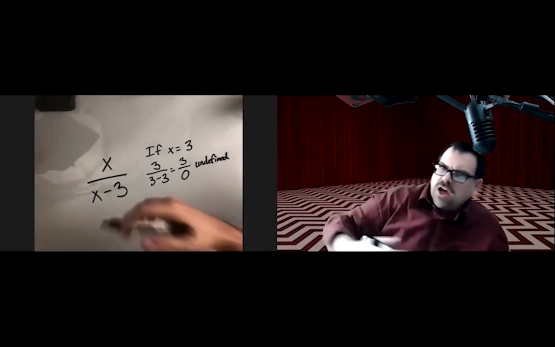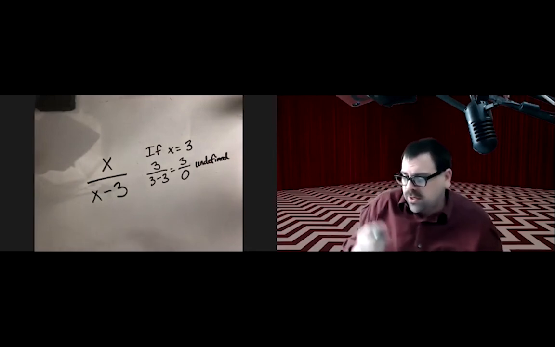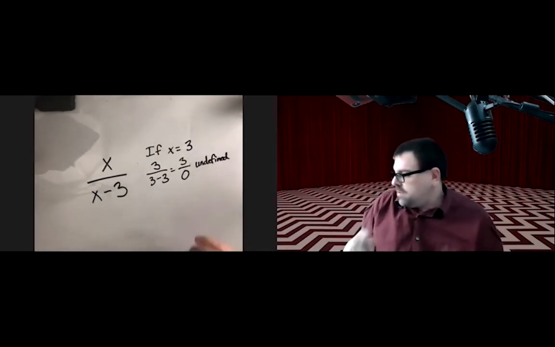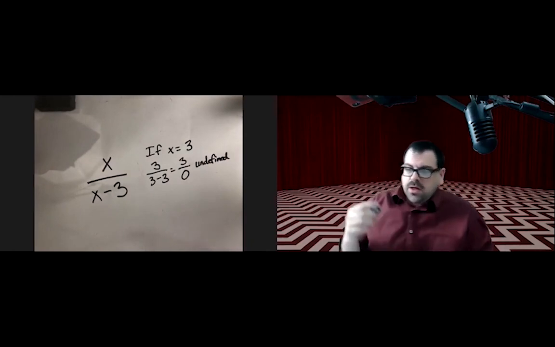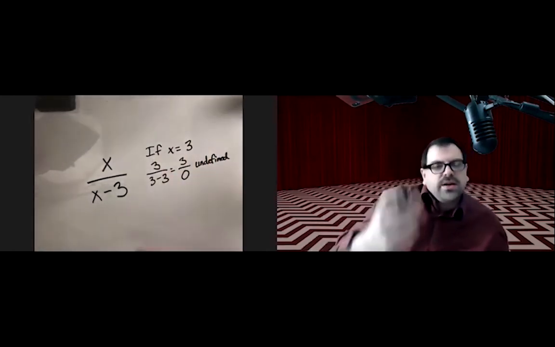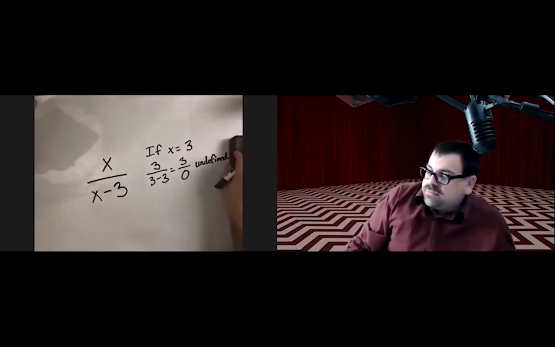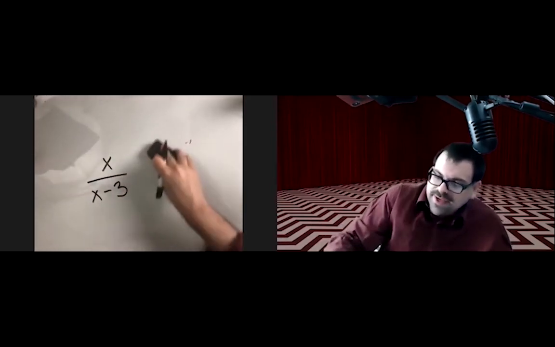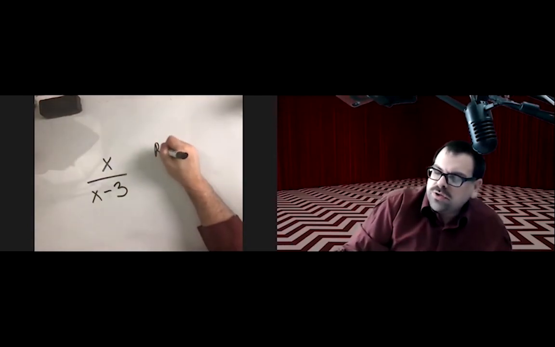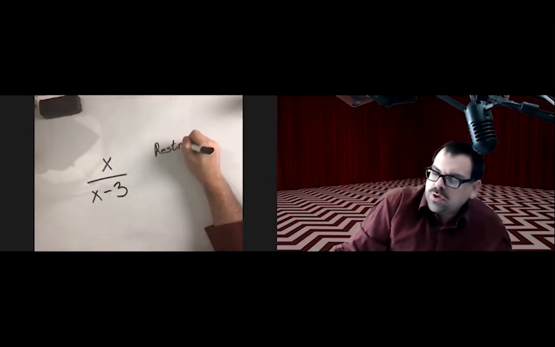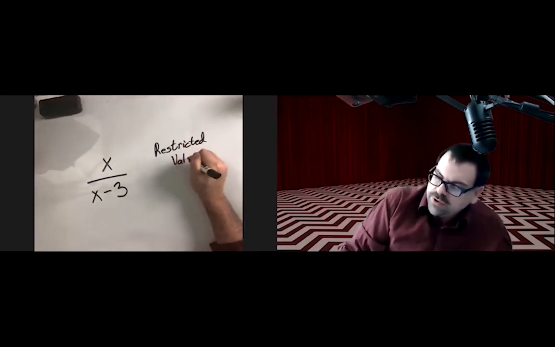So 0 on the top, that's okay. That just gives us 0. 0 on the bottom makes it undefined. These numbers that are going to cause our rational expressions to be undefined are going to be called restricted values.